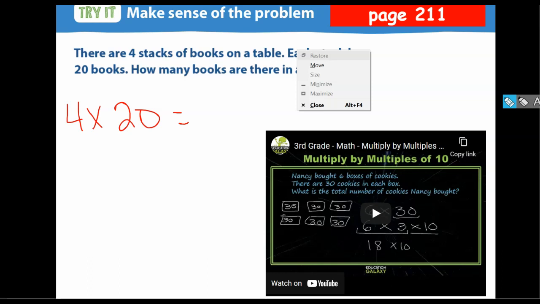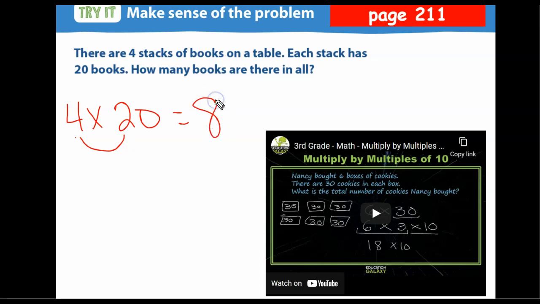Okay. So first, tell me this. What's 4 times 2? 8. How many zeros do I have right here? No, how many zeros is that? Just 1 zero, right? There we go. You gotta respond. Okay. So I just put 1 zero there because 4 times 20 is actually 80.